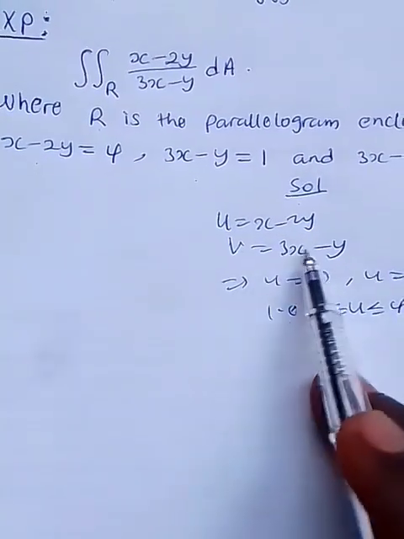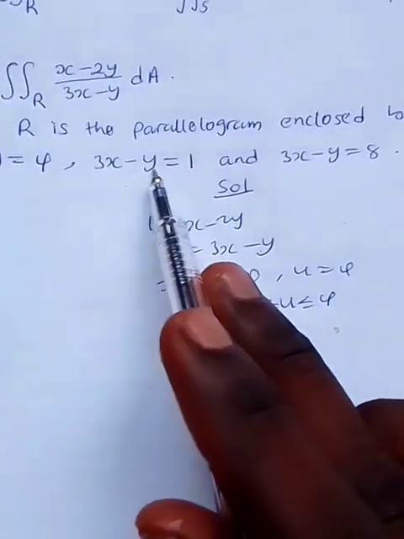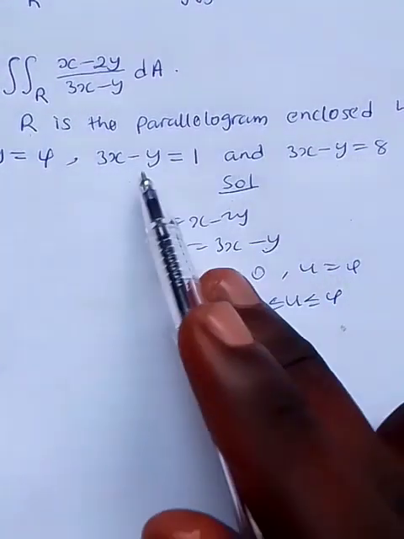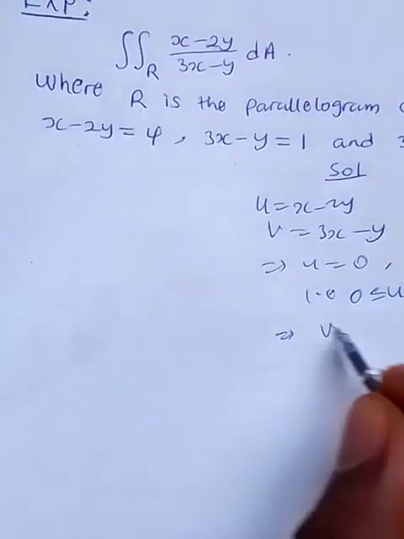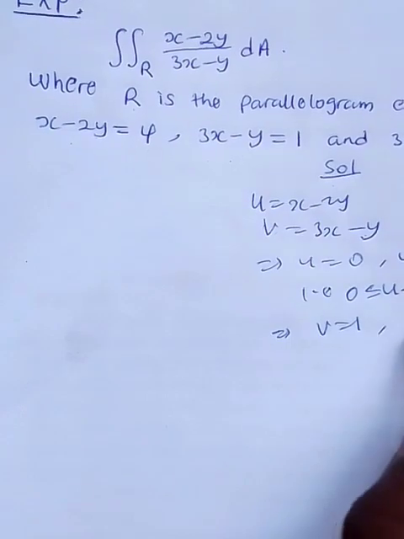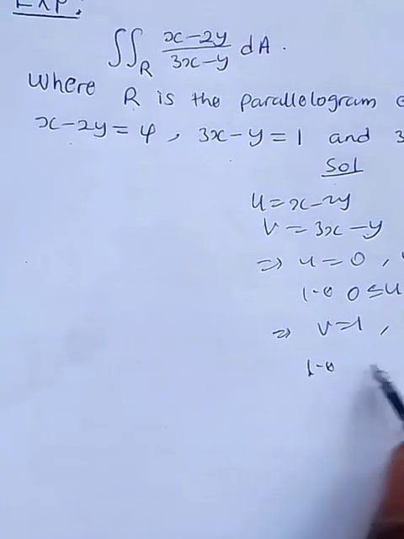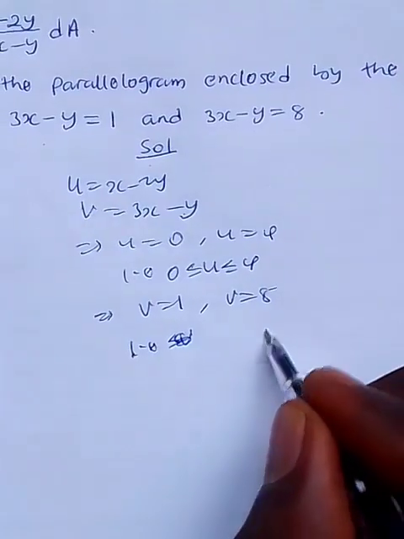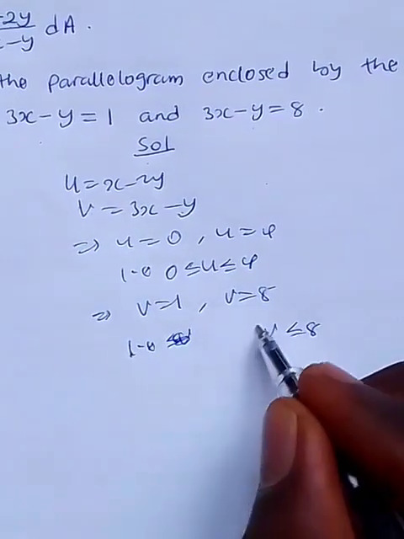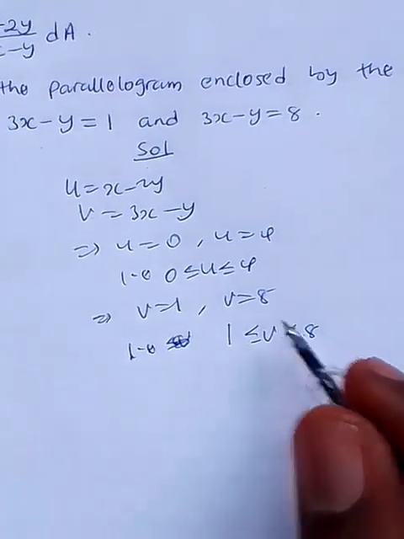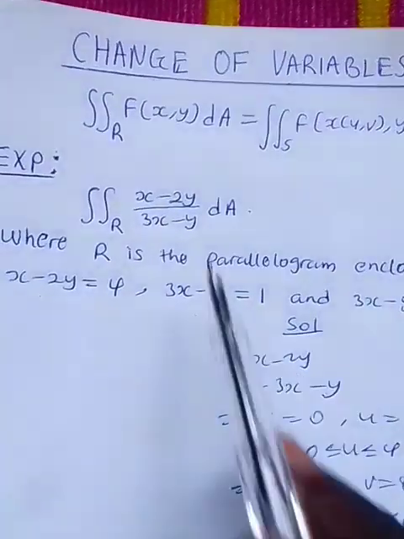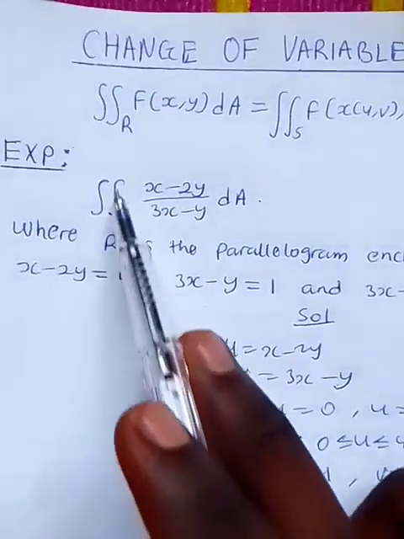The same thing with v equals 3x minus y. We have 3x minus y equals 1 and 3x minus y equals 8. So v equals 1 and v equals 8. That is, v lies between 1 and 8. So we are going to use these values to evaluate our integral. They will be our limits of integration.